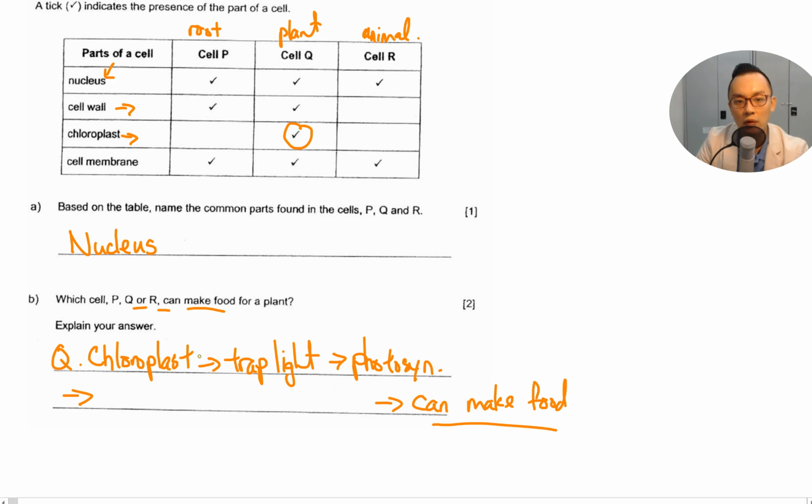Oh, actually there's one more. Chloroplast contains chlorophyll. Alright, so chloroplast has chlorophyll. Chlorophyll traps light, and chlorophyll can photosynthesize, and it can make food.